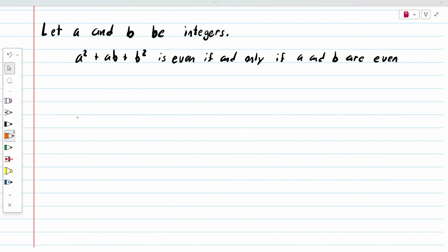So let's start by deciding what we even need to prove, right? So we see we have this if and only if statement, this biconditional. So first, we know that if we have an if and only if, we have to prove both directions. We have to prove that if this a squared plus ab plus b squared is even, then a and b are even, and the other direction, that if a and b are even, then a squared plus ab plus b squared is even. So let's write out these two directions, these two things that we need to prove.